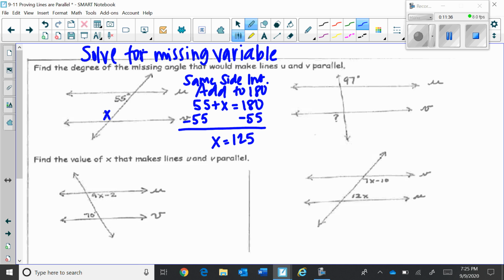So we found the degree. We found that missing variable. We found that x. It's 125 degrees. Now, kind of as a bonus, so we now know that U is parallel to V because of what? Which statement did we use? Remember, if we're explaining why they're parallel, of the converse of what types of angles are they? What type did we just use? Converse of same side interior.